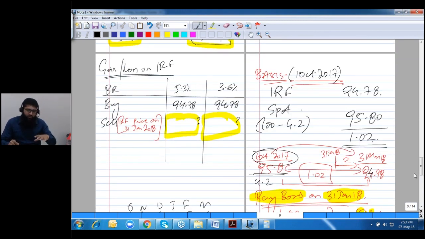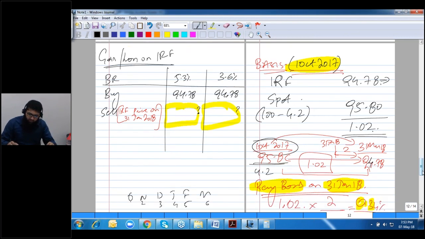Now, let's just try to understand. I know it's a complicated area, but we need to understand it because once you get hold of it, you would always remember this area. See here, if I stand on 1st October 17, originally the interest rate future was 94.78 and the spot rate was 95.8. That means spot rate was greater than IRF. This relationship would always prevail.